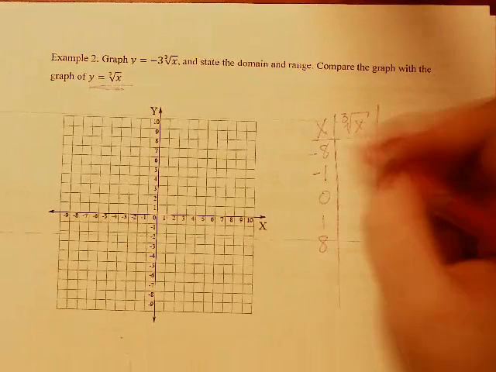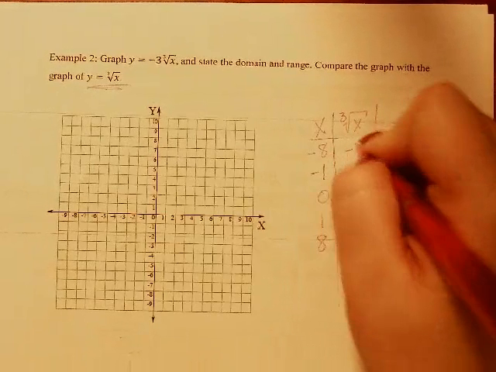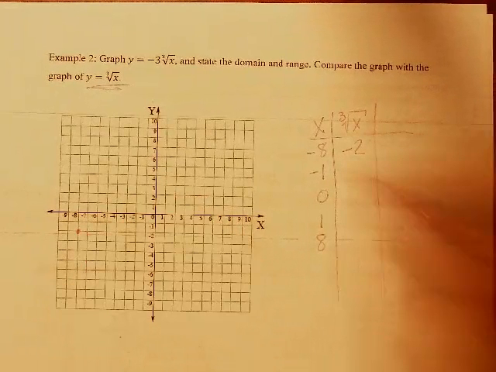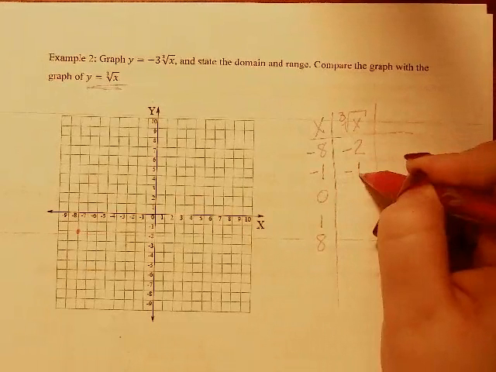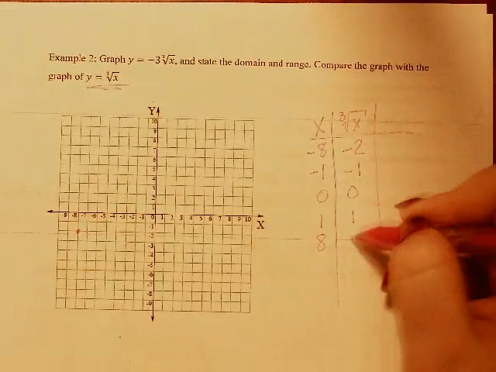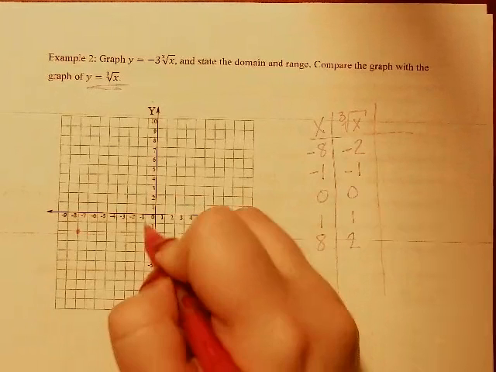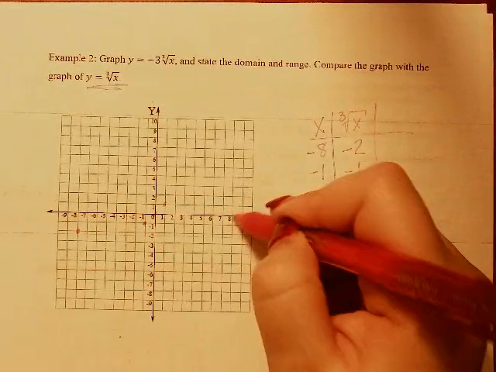Okay, the cubed root of -8 is -2. So we're going to go to -8, -2. Put a dot. The cubed root of -1 is -1. Cubed root of 0 is 0. Cubed root of 1 is 1. Cubed root of 8 is 2. So we're going to plot these points, -1, -1, 0, 0, 1, 1, and 8, 2.